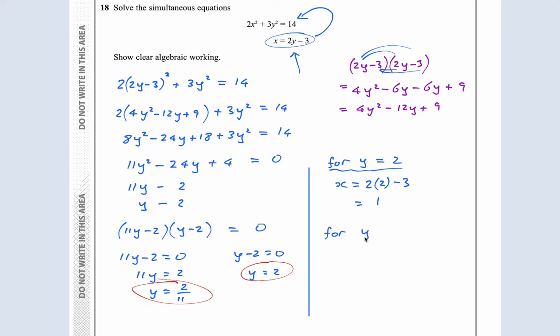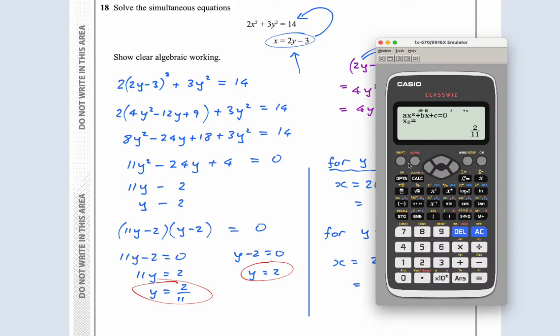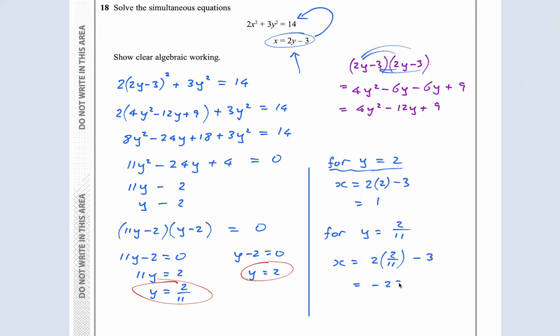For y equals 2 over 11, x equals 2 times 2 over 11. Again, I'm subbing this in here. Minus 3, which is 4 over 11 minus 3. At this point, guys, I'll just use my calculator. 4 over 11 minus 3 is minus 29 over 11. Minus 29 over 11.